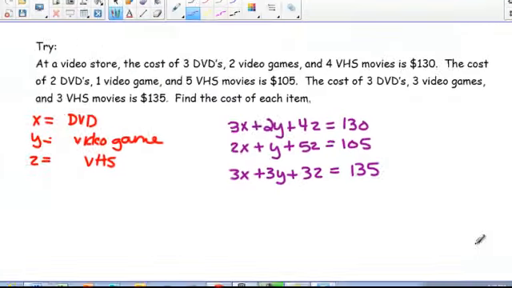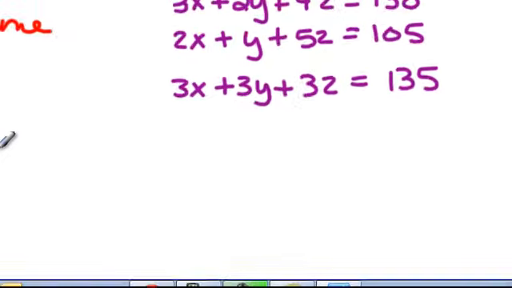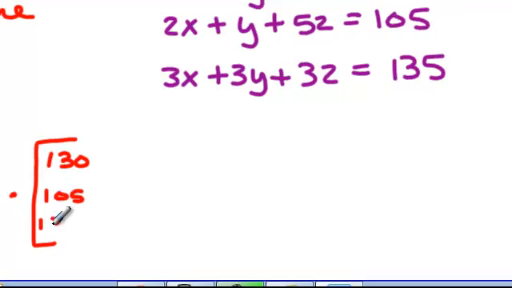Now again, you can go ahead and pull all of the coefficients for that first matrix. So you're going to have 3, 2, 4, 2, 1, 5, 3, 3, 3. And we're going to take the inverse of this one and multiply it by the answers on the other side. So you're going to multiply it by 130, 105, and 135.